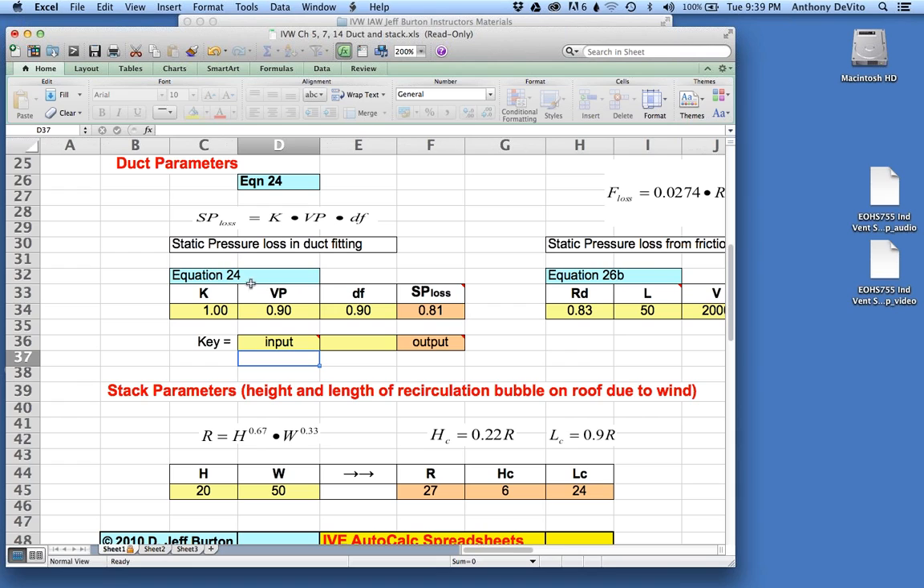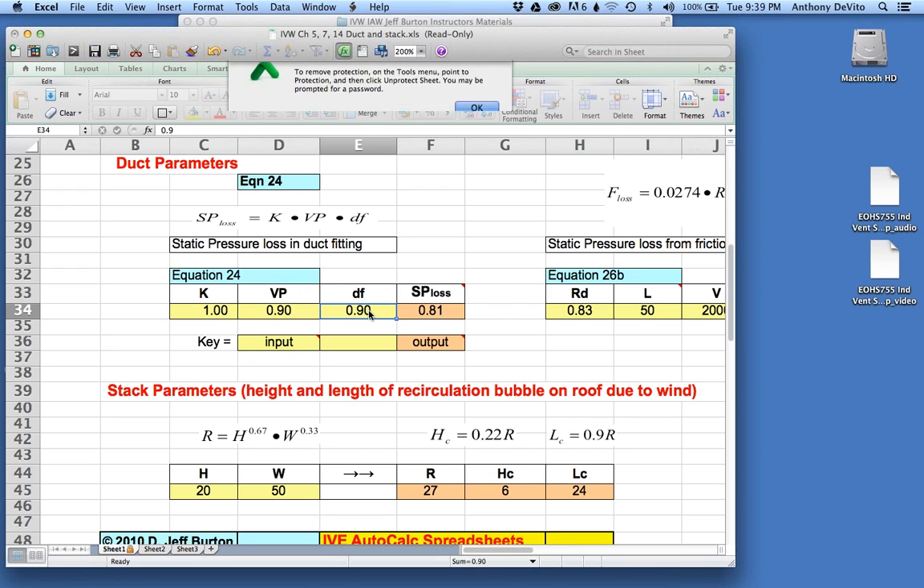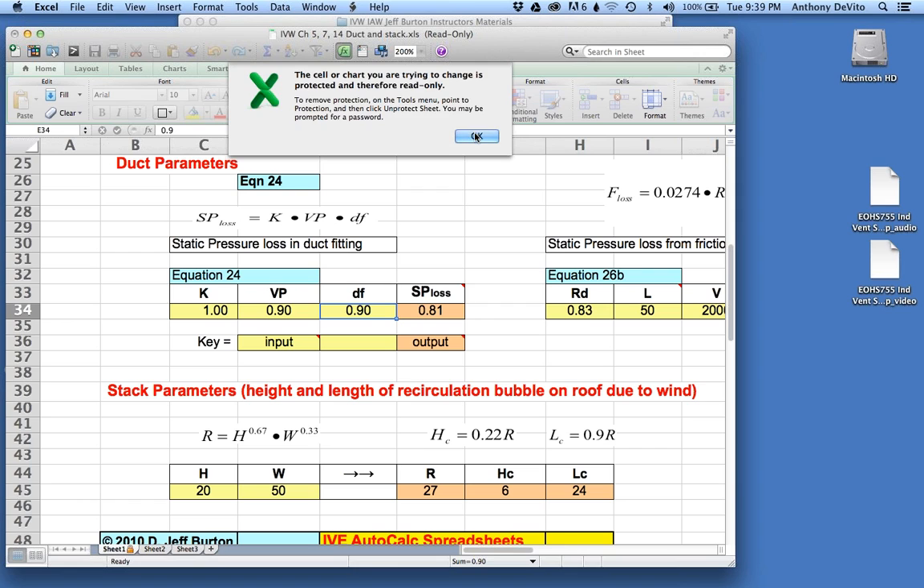For instance, this formula right here, equation 24, is a solution on a spreadsheet for the static pressure loss in a duct fitting: K times VP times the density correction factor. So I'm going to change this density correction factor.